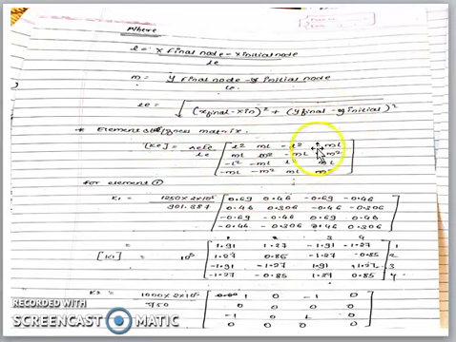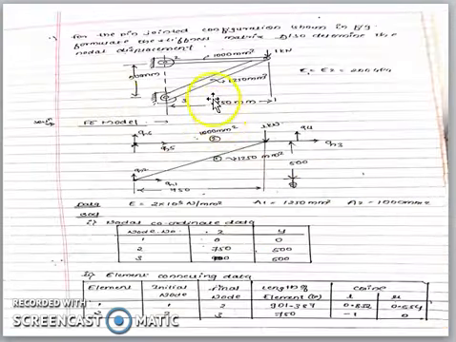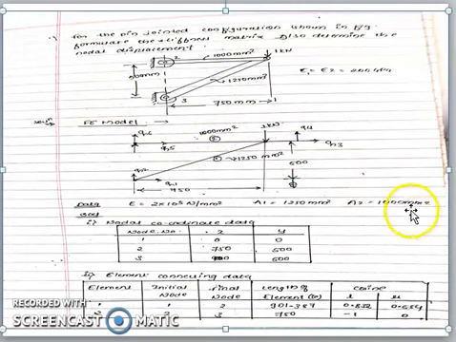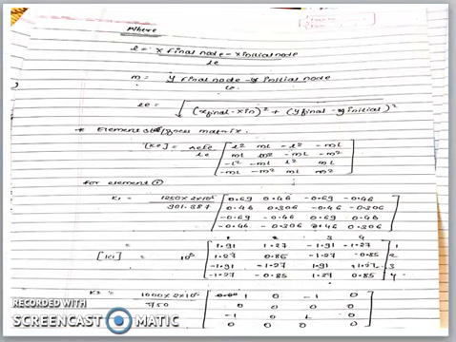Now how many elements do we have? We have element 1 and element 2. The area is also given for elements 1 and 2. So now calculate the element stiffness: A is given, E is given, Le we calculated with the help of that formula, and similarly calculate K2 also, that is K1 plus K2.